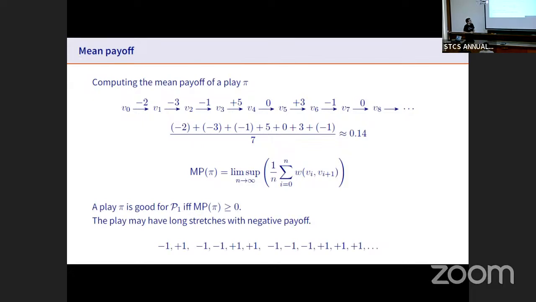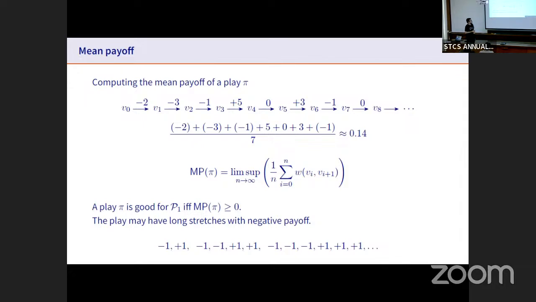In the formula there is no probability or expectation. This is for one given play. Once you fix a path, Pi is a path, you see how well it does, and then we'll see what's the probability of getting that path.